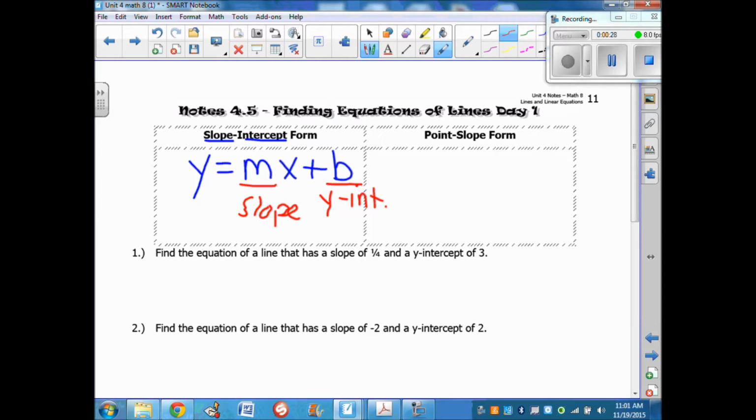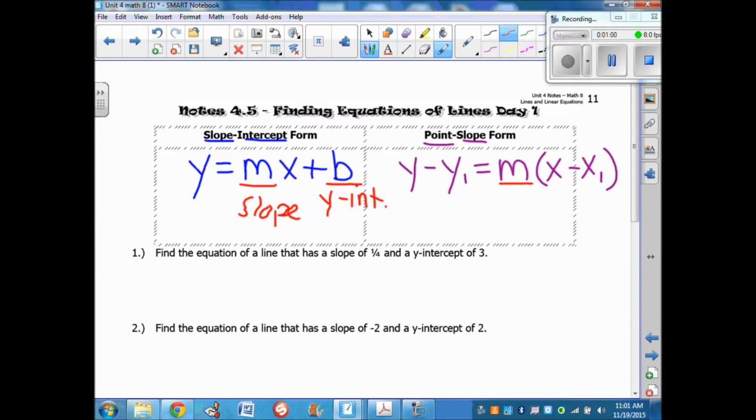There's another form of a line that's going to be helpful for us as we start to write equations, and it's called the point-slope form. So it's going to have exactly that in it. It's going to have a point and a slope in it. And it's y minus y sub 1. That's that little lower one, just like we have in our slope formula. So y minus y1 equals m times x minus x1.